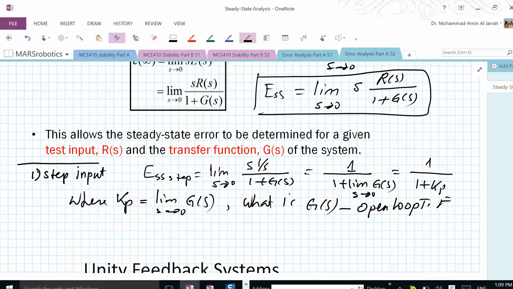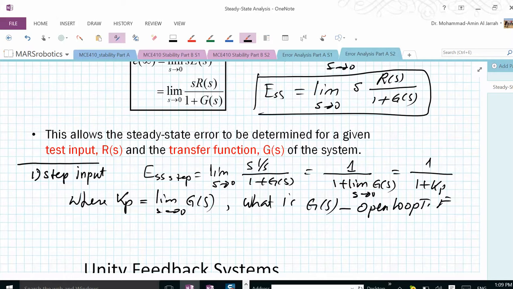We are not in a position yet to discuss the controller, but I am telling you, what if you ask me, what if we do not have 1 over s in the plant and we need to drive the error to 0? Well, the controller should provide that 1 over s. Okay, now this is for a step input.